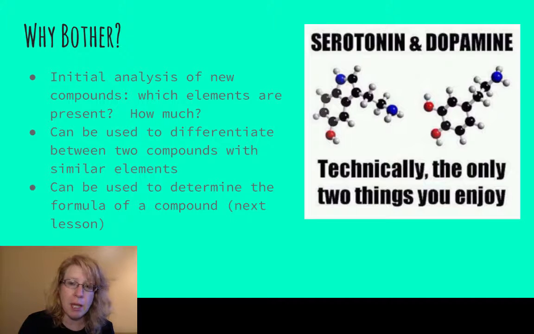So for example, you can actually use this to differentiate between two very similar compounds. Like for example, the ones that I have on the screen here, dopamine and serotonin. These are very common neurotransmitters, so they're a part of your brain, and they're actually the chemical basis of happiness. That's why they're the two things that you enjoy. But if you take a look at the formula for these two, the way that your brain releases these two compounds, it took us a long time to figure out that they were actually different, because they have the same elements present in them.